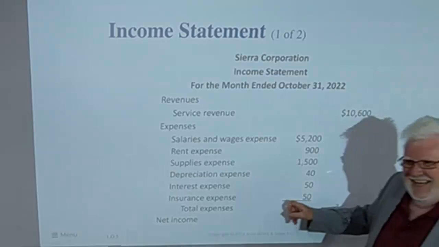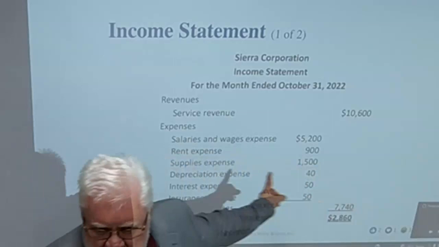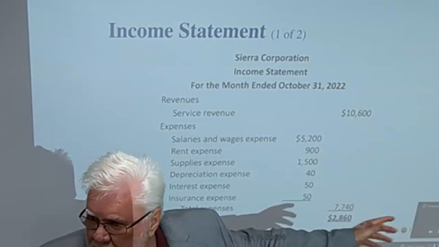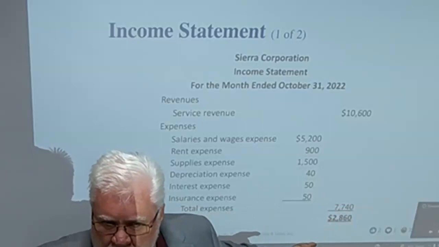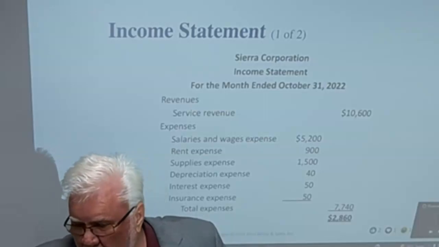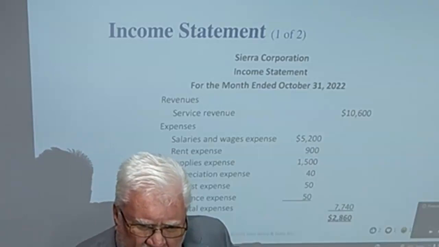2,860 belongs to Sierra. It's a corporation. It's separate from its shareholders. Remember that definition? So that money belongs to Sierra. That's Sierra's earnings. Now they can give some of that back. They can keep it all if they want. Or they can give it all back to the shareholders if they want. Or they give a portion. And most businesses give you a portion, keep the rest in order to grow.